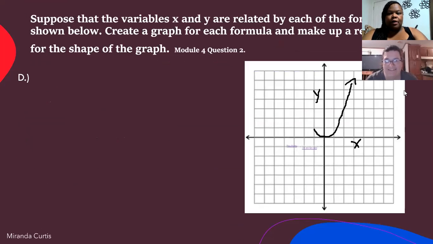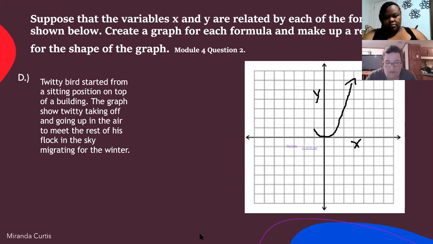Okay, Miranda, suppose that the variables X and Y are related by each of the formulas shown below. Create a graph for each of the formulas and make up a reason for the shape of the graph. Okay, our formula is Y equals X over 2.